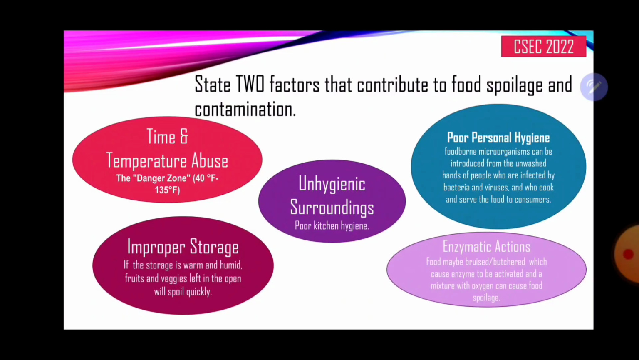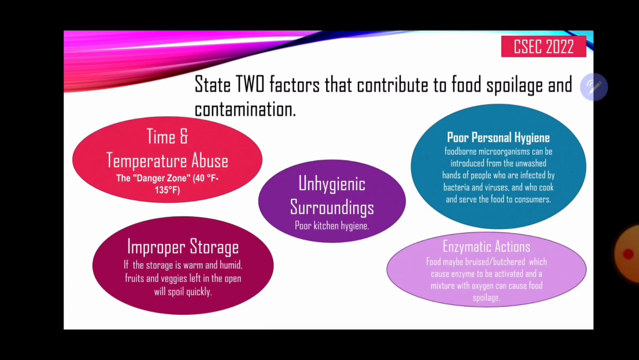Now next, improper storage. Now, if storage is warm and humid, fruits and vegetables left in the open will spoil quickly. Unhygienic surroundings such as poor kitchen hygiene. Another factor you may want to explore is poor personal hygiene. Now, foodborne microorganisms can be introduced from the unwashed hands of people who are infected by bacteria and viruses and who cook and serve the food to consumers. So one of the most important personal hygiene practices is hand washing, right?